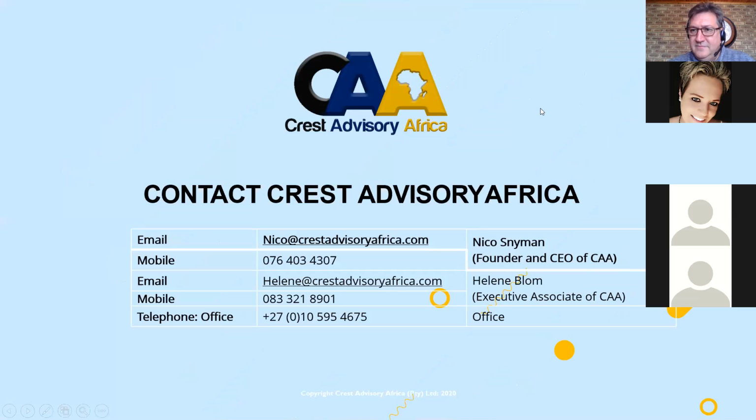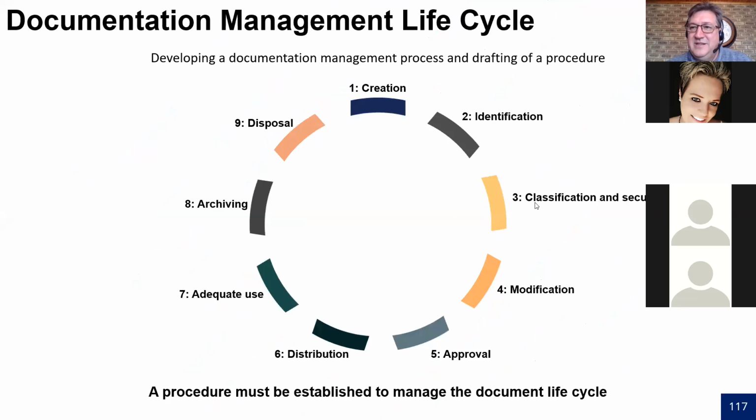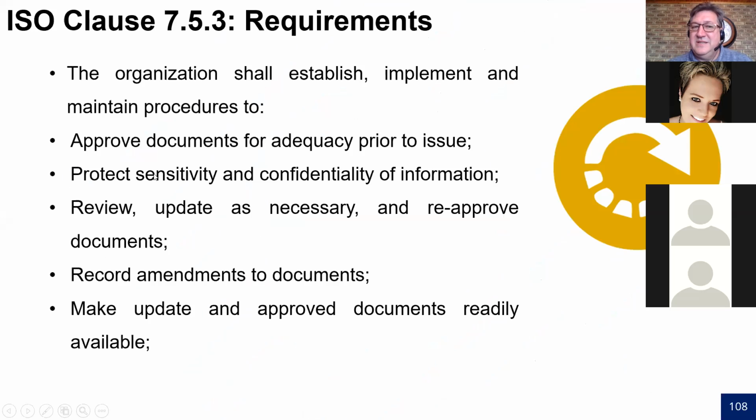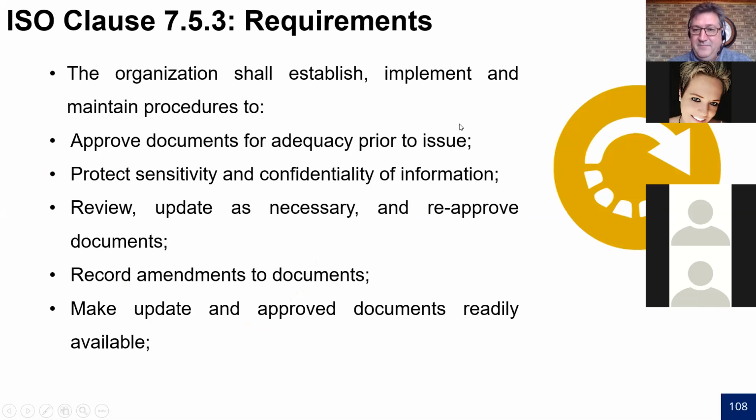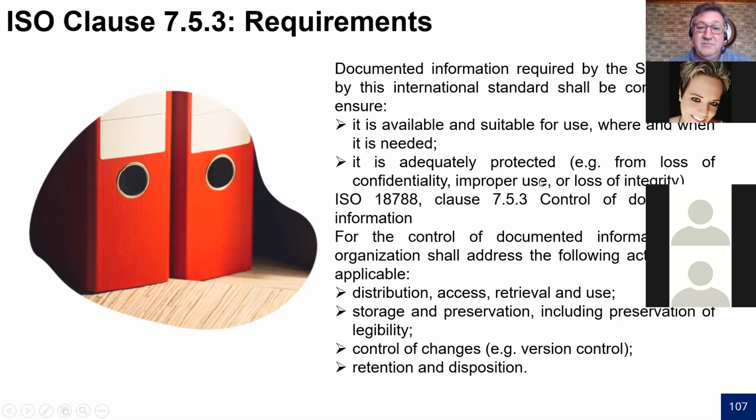Yes, Nico, there was just one question. Is it an ISO requirement that we classify all the documents? It is stipulated in the standard. So there has to be a classification. Yes, every document has got a security value and a classification value. So this is protect sensitivity. This is in 7.5.3. Protect sensitivity and confidentiality of information. And you can also see there that if you're looking at adequately protected, this is in 7.5.3 as well. It is adequately protected from loss of confidentiality, improper use, or loss of integrity. And that is stipulated. So there's also the beautiful word that is saying shall. And shall means a requirement. So yes, it should be.